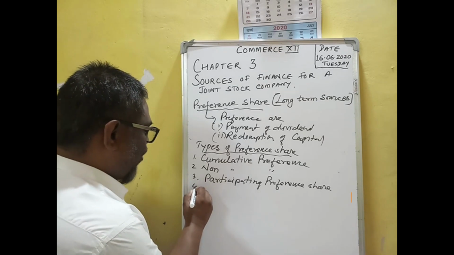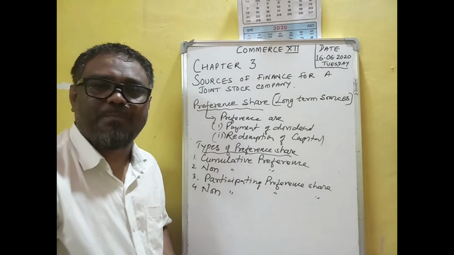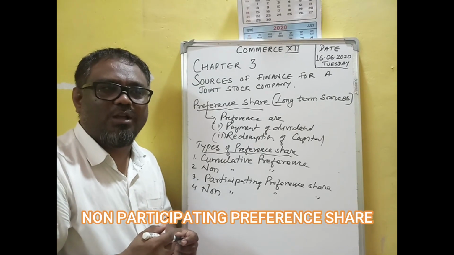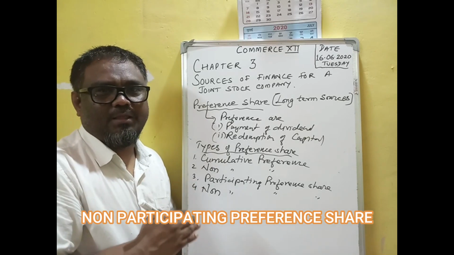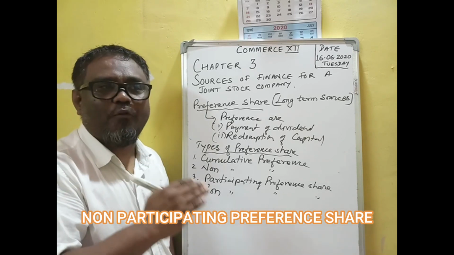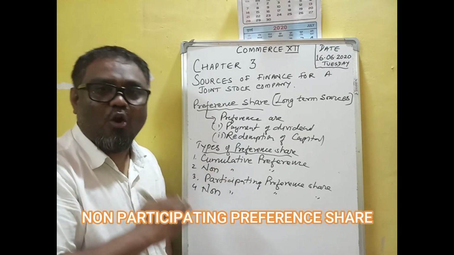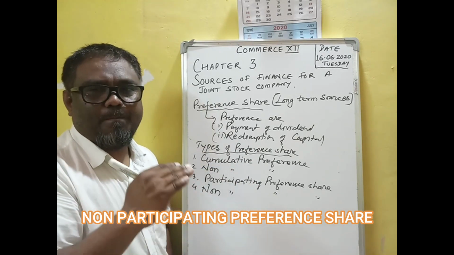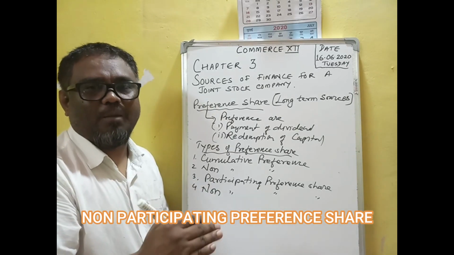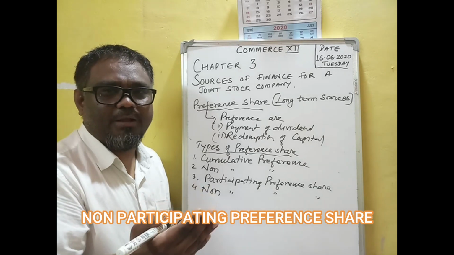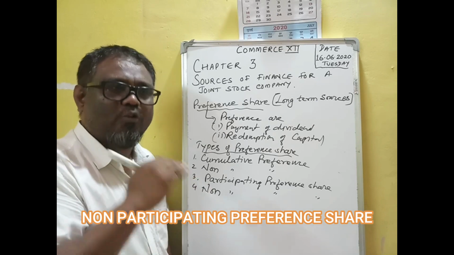And then we have a non-participating preference share. Non-participating preference shares are those preference shares whose holders do not participate in the surplus profit of the company. That means they do not get the profit when the company earns excess super profit. So non-participating means they do not get profit on the excess profit earned by the company during the boom period. If a company earns super profit, they do not get the profit on that super profit.